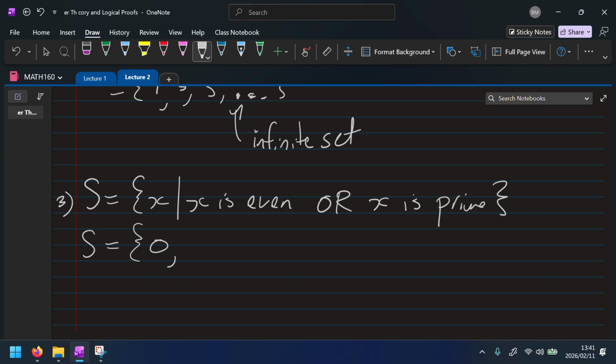1. Is 1 even? No. Is 1 prime? No, it's not. Prime starts from 2. Okay, so 1 is not even. It's not prime. It's neither of them. It's not in the set. So 1 we leave out. What about 2? Is 2 even? Yep, that's fine. We don't even need to check the second one as long as one of them is true. So we can put a 2.